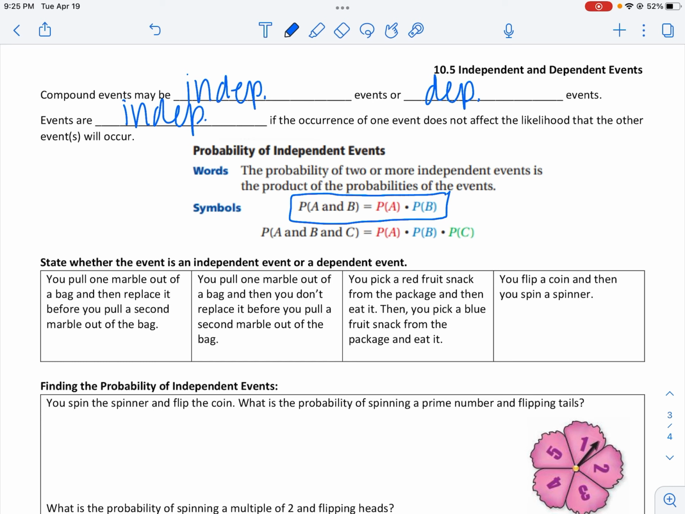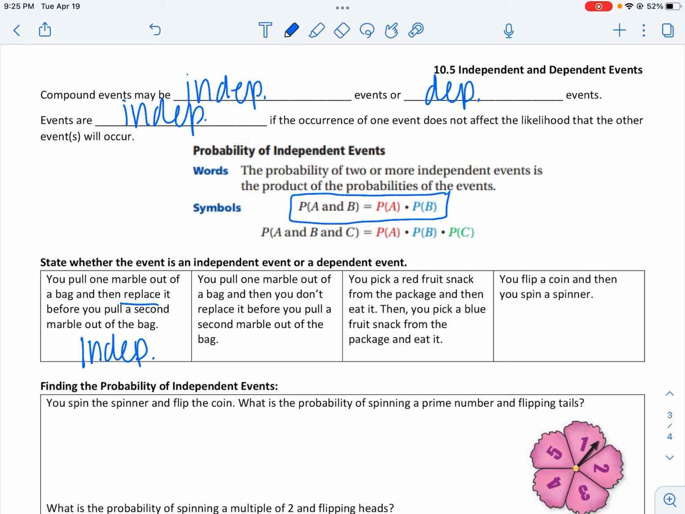Okay. It says state whether the event is an independent event or a dependent event. You pull one marble out of a bag and then replace it before you pull a second marble out of the bag. Let's say we have 4 marbles in the bag. Since you replace it, no matter how many times you do it, you're going to have 4 marbles. So the first event is not affecting the second event, so it's going to be an independent event.